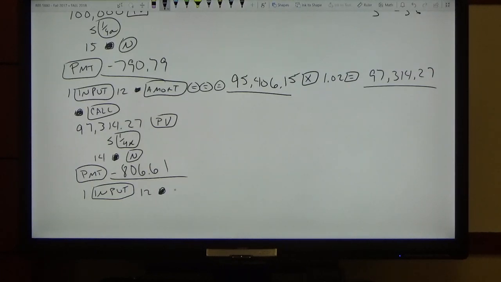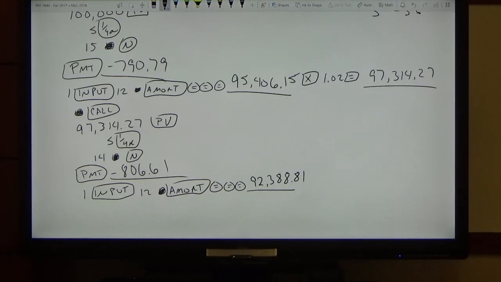So 1 input 12, then you go to the second year of the 14 year loan. You do 12 input 24. Correct, because you're changing it each year, you're only looking at the 12 months for that year. Okay, so our new balance is going to be 92,388.81. Everybody good with that?